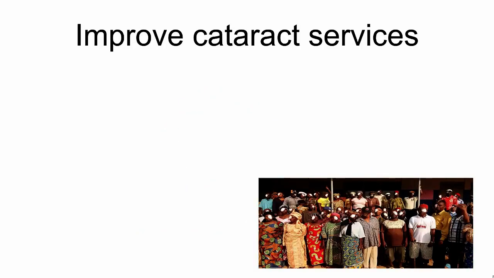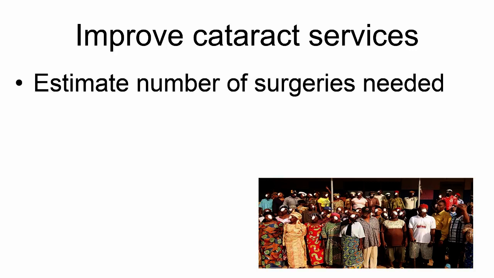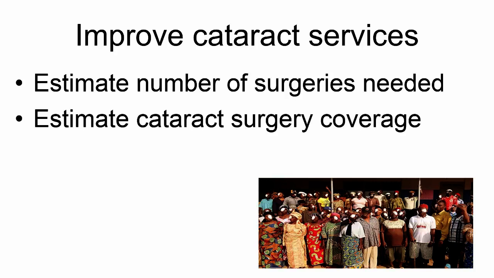RAAB also gives a number of important pieces of information on cataract, which can guide cataract services in the area. The information collected can be used to estimate the number of cataract operations that need to be performed per year in order to help everyone who needs cataract surgery. Secondly, information is collected on the number of people who have already undergone cataract surgery, and this can be used to estimate the cataract surgical coverage, which is a measure of progress.